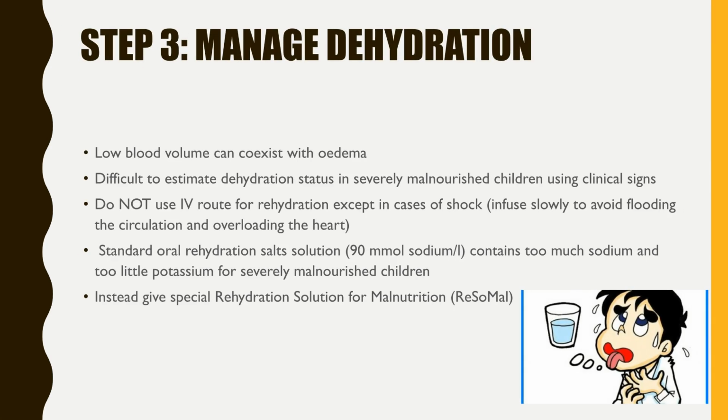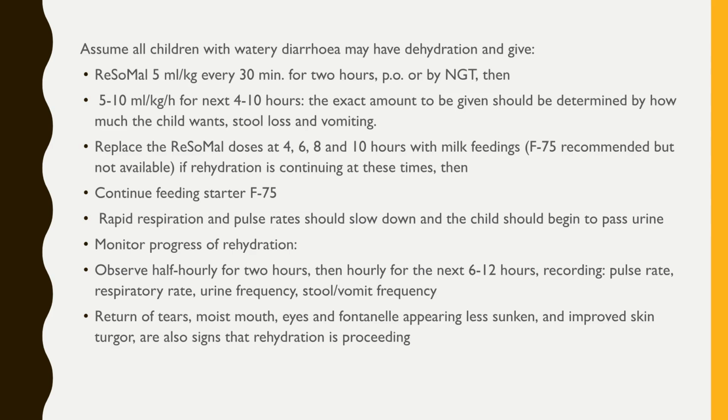Step 3 focuses on managing dehydration. IV rehydration is only used for shock and must be infused slowly. Standard oral rehydration salts are unsuitable due to high sodium and low potassium. Use special rehydration solution for malnutrition, Risomal, instead. For children with watery diarrhea, assume dehydration. Give Risomal every 30 minutes, followed by an hourly dose for 4 to 10 hours, replacing some doses with F75 milk feeds. Monitor vital signs and clinical improvements closely.